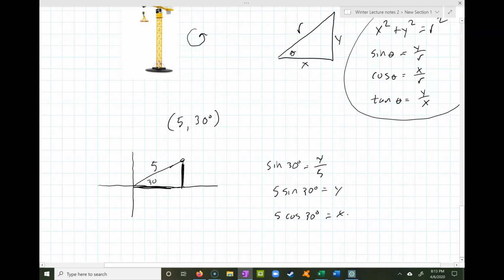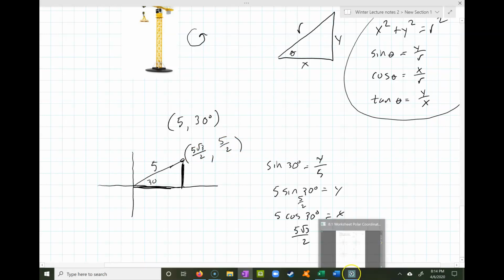And so sine of 30 degrees, of course, is 1/2. So this would be 5 over 2. And cosine of 30 degrees is rad 3 over 2. So this would be 5 rad 3 over 2. So the coordinates of this point in the rectangular coordinate system would be 5 rad 3 over 2 and 5 over 2.